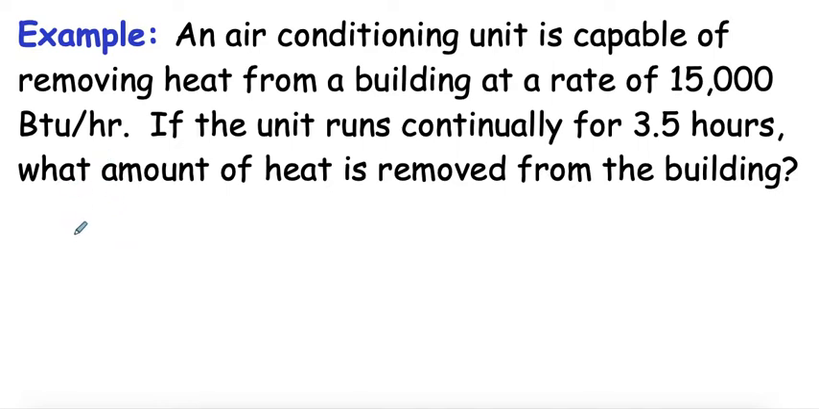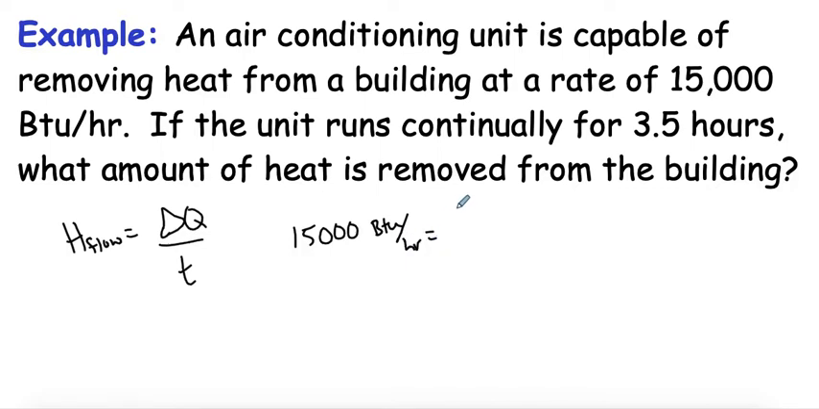So we have to kind of put this together. Let's say my heat flow is equal to the change in heat over time, change in heat energy over time. So really, we have a rate. This is our heat flow rate. And then in the problem, we have a rate already. That's 15,000 BTU per hour. So that's going to go on the left side of our equation.